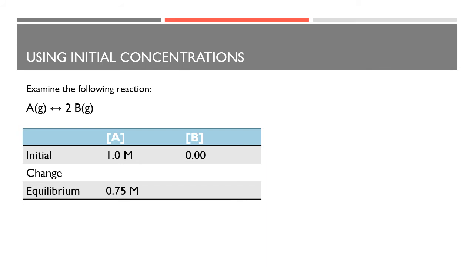And we know one piece of information about our equilibrium concentration. We know that the concentration of A is 0.75 molar. What that means is that the concentration of A went down by 0.25 molar, which means the concentration of B had to increase by 0.5 molar because the coefficient of B is 2. So what is the new equilibrium concentration of B? Well, that's 0.50 molar. So now we have enough information to calculate our equilibrium constant.